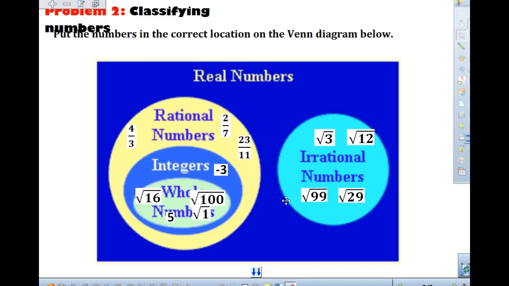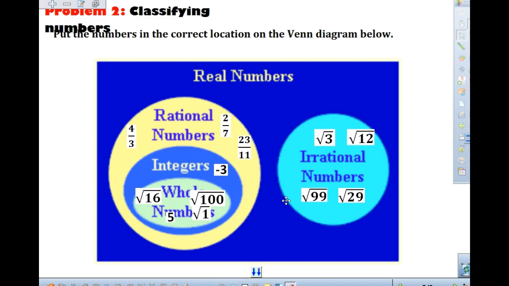Do you agree with 4 whole numbers? Square root 16, 5, square root 100, and square root 1. All whole numbers, okay? Not written as a fraction or decimal. Integer, -3. Getting more general, every single one of these in all of these categories down here, whole numbers and integers, is rational, okay? And then my irrational. Those are my non-perfects. So square root 3, square root 12, square root 99, square root 29.